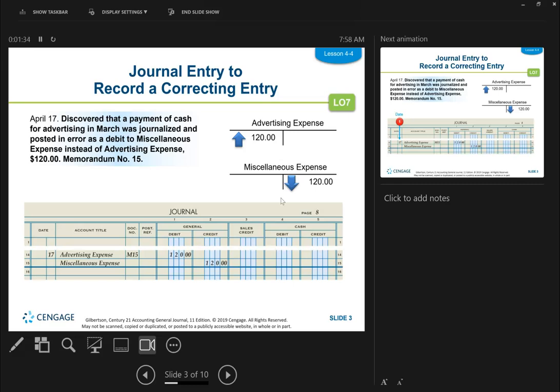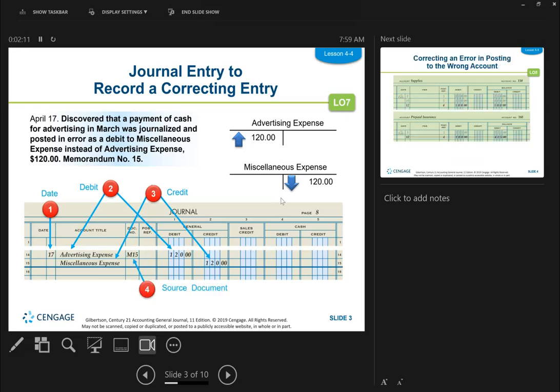It's dated on the date of the discovery. The memorandum is our document number, and it just indicates that we're crediting this account for the mistaken debit, and then we're adding the debit in the correct place. Typically when you do the two rows, you do a debit first and a credit second. So again, date, debit, credit, source doc.